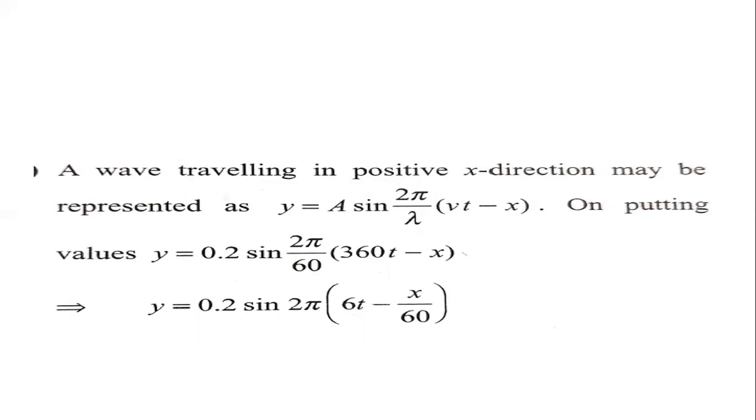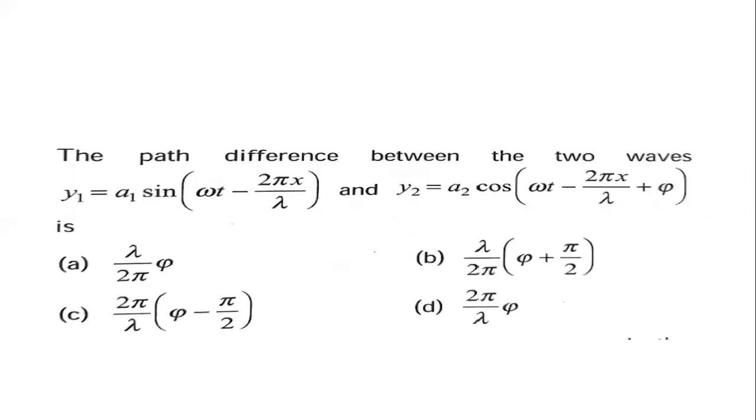So this is one of the simple questions which is directly based on the standard form of the wave equation. Now let us go to the next question. The path difference between the two waves. Here the two waves are given. Wave 1 is y1 equals a1 sine (omega t minus 2 pi by lambda x) and y2 equals a2 cos (omega t minus 2 pi by lambda x plus 5).